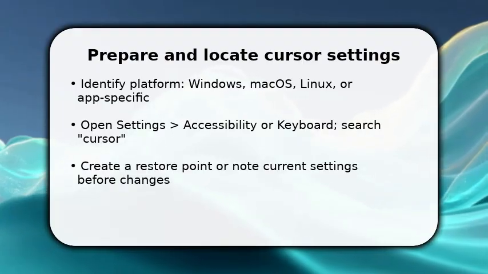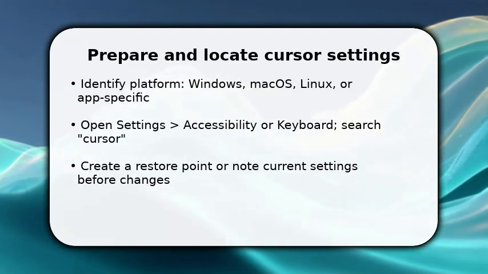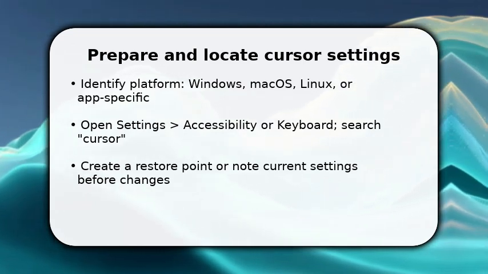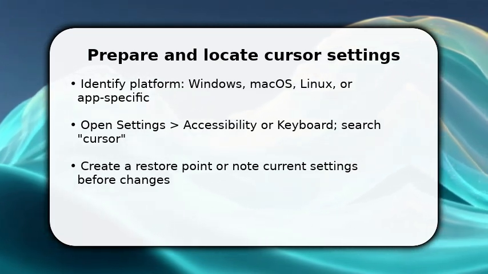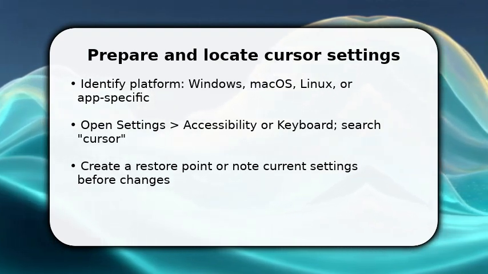You start by confirming where the visible text cursor originates, system level or app specific. Open accessibility or keyboard settings now and search for cursor or caret options. Once done, make a quick backup of current settings or create a restore point. This protects you if you need to revert.